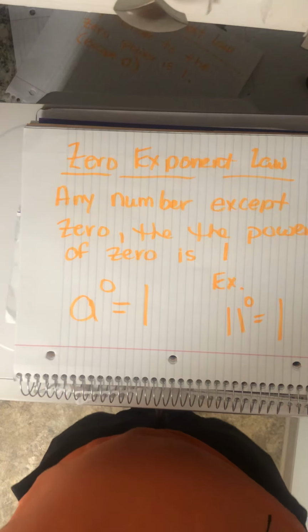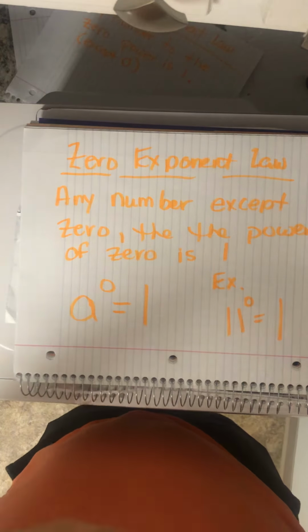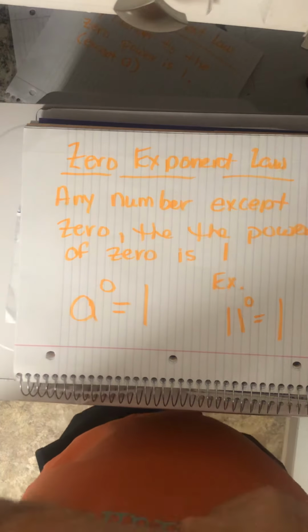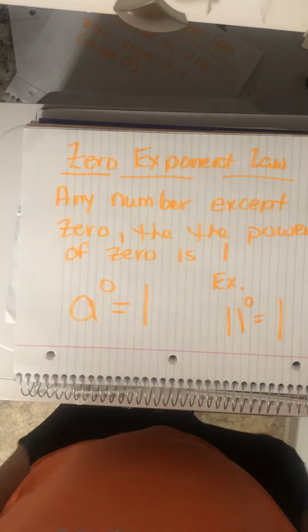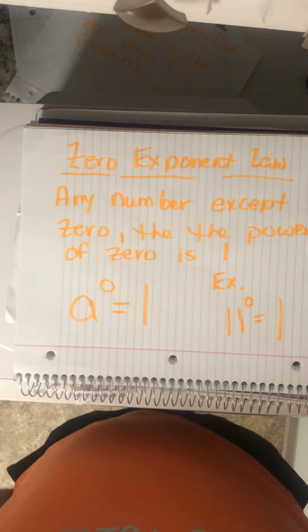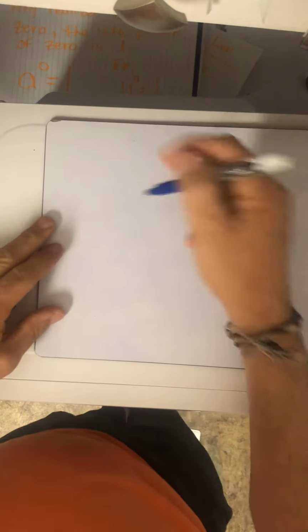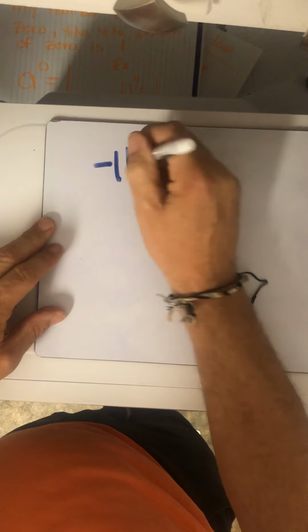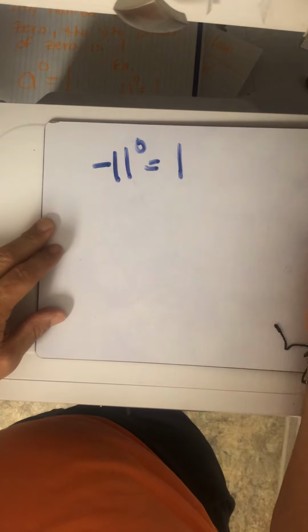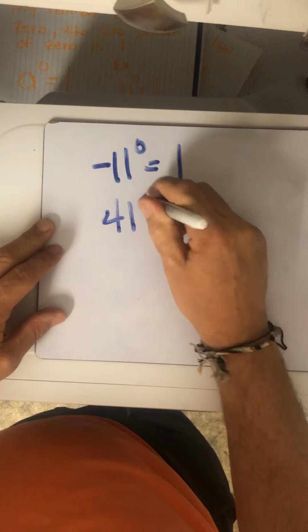School buses to the 0 power are 1. Pizza to the 0 power is 1. Anything to the 0 power is 1. I'm going to just show you why it works really quickly. So I'll do an example. I'll just write a couple down. -11 to the 0 power is 1. 41 to the 0 power is 1. Everything to the 0 power is 1.